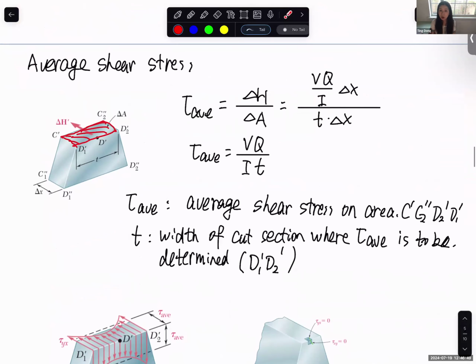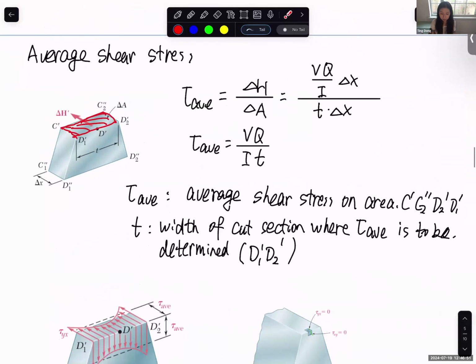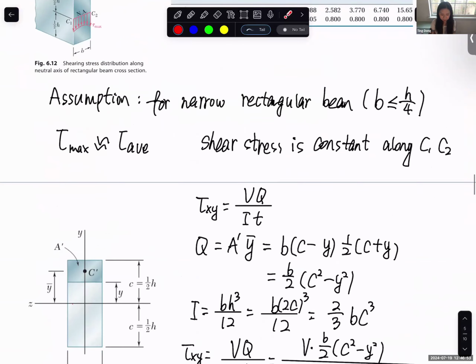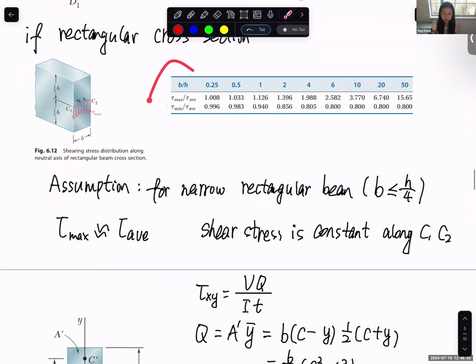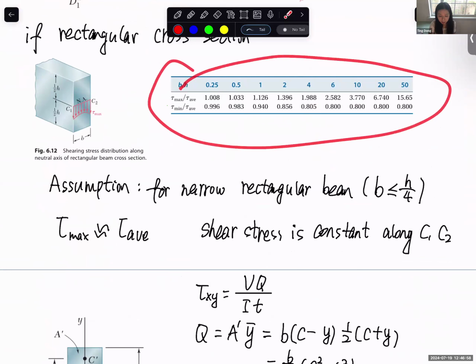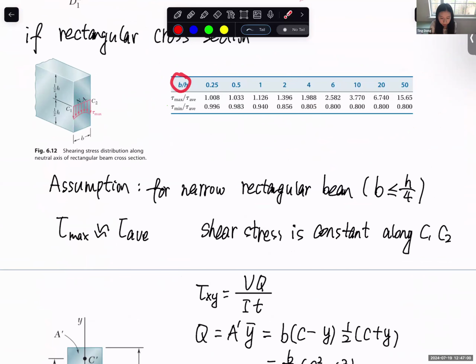And now we have the horizontal shear force and we talk about distribution. Let's focus on distribution first. This is experiment data saying that if the B over H ratio is closer to or smaller than 0.25, then the maximum and minimum shear stress is almost the same as the average stress. It's almost considered constant distributed in this direction.